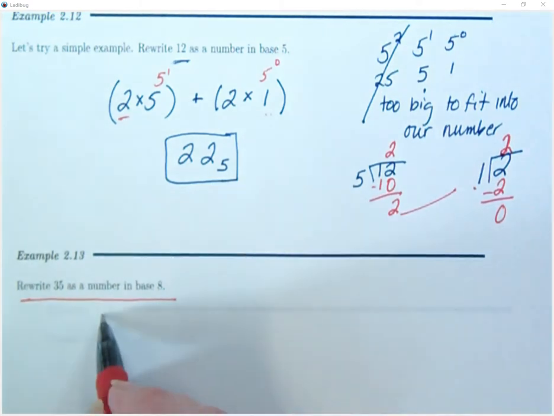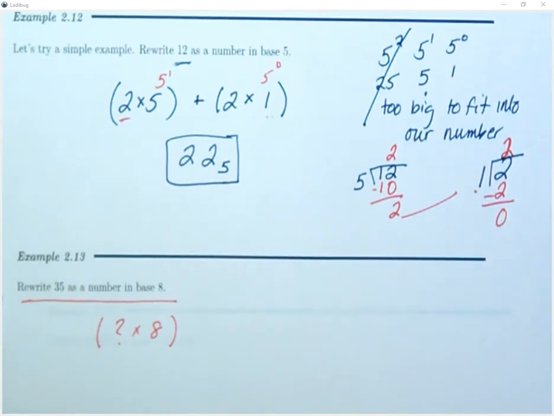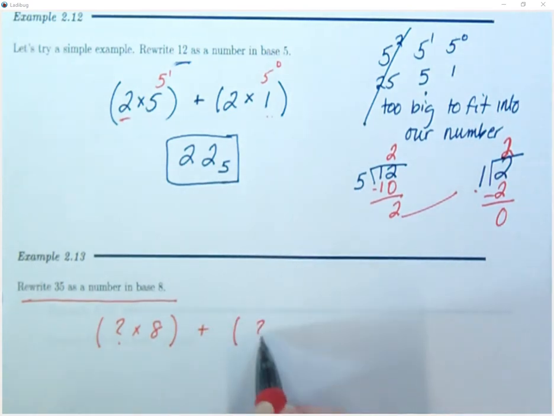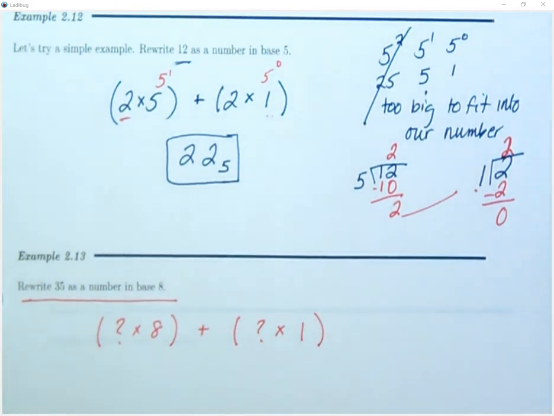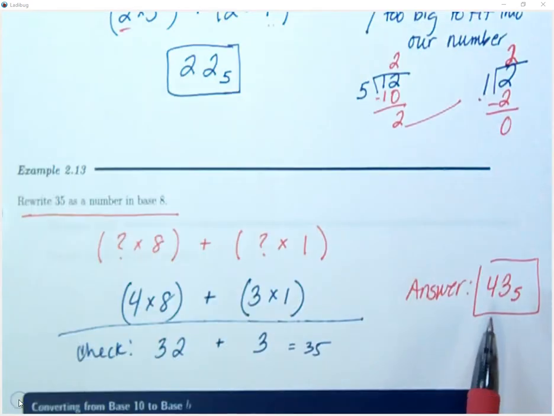You're going to think about like what times 8 will fit into this 35. Like what power can I go, as high as? And then what times 1. Okay, so it's just 2 digits there for this one. Okay, so your answer for this one should be 43 base 5.